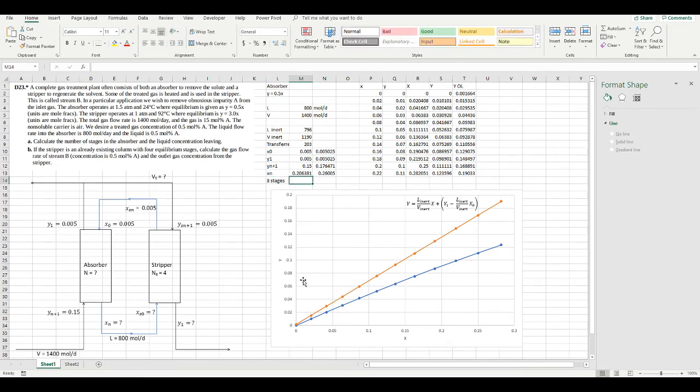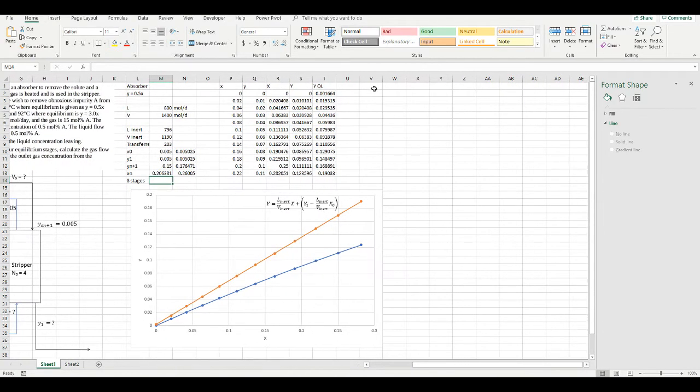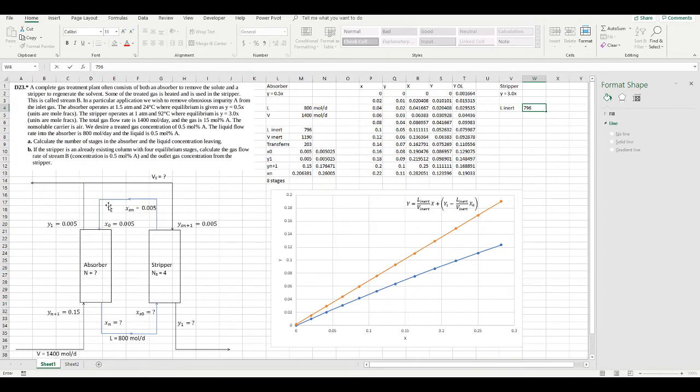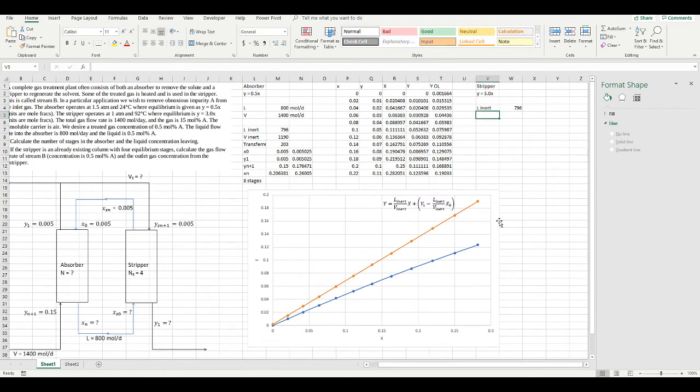Okay, now for part 2 of this problem, we have an already existing column with 4 stages, and so now we need to find the gas flow rate and the outlet gas concentration. So once again, let's go ahead and write what we know. The stripper has an equilibrium relationship of y equals 3.0 times x, and so the inert liquid flow rate is still equal to 796 moles per day because this is a closed loop, and the gas flow rate we do not know.